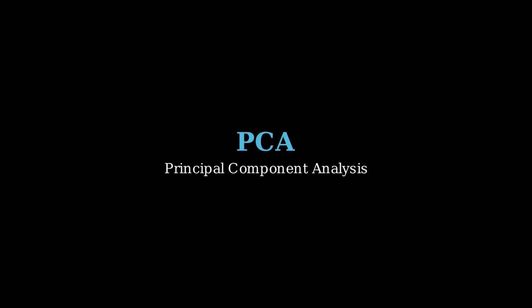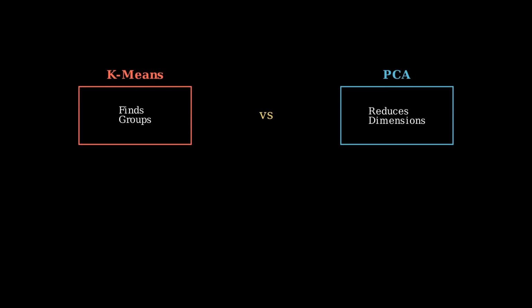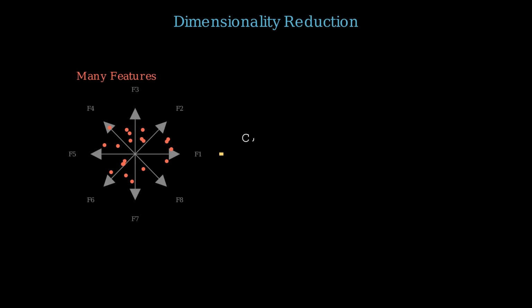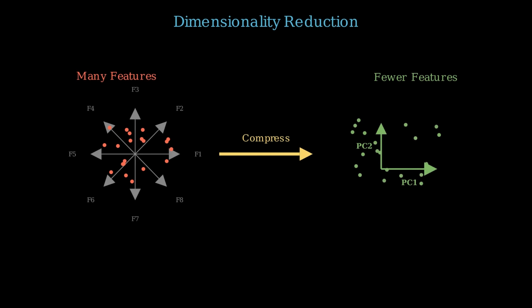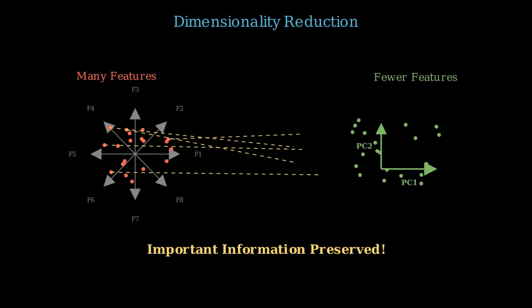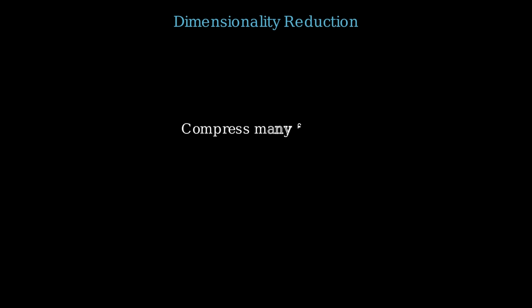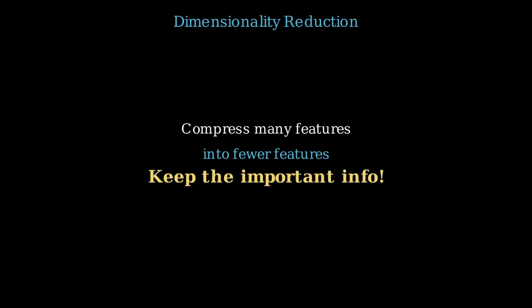PCA, or Principal Component Analysis, is another unsupervised learning technique, but unlike K-means, which finds groups, PCA is about dimensionality reduction. In plain English, that means taking a dataset with lots of features and compressing it down into fewer features, while still keeping as much of the important information as possible.